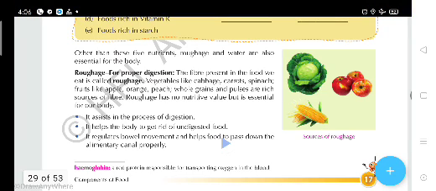Now the roughage for proper digestion. As I told you, for proper digestion we require the roughage. Fiber present in the food we eat is called the roughage. Vegetables like cabbage, carrot, spinach, fruits like apple, orange, peas, all grains, and pulses are rich sources of fiber. And roughage has no nutrient value.